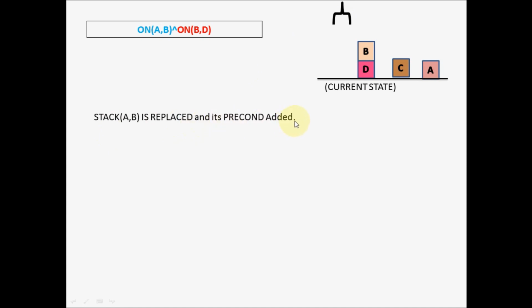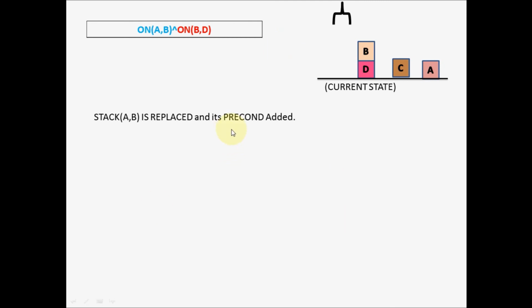If you are getting confused about which action to execute, then it is very simple. You go back and go through those four actions, and just check the add list and see which action's add list contains on A comma B as one of the predicates. So that is obviously the stack action only. If you're getting confused with this kind of visual thing, then you can just keep checking the add list every time. You will not get confused.